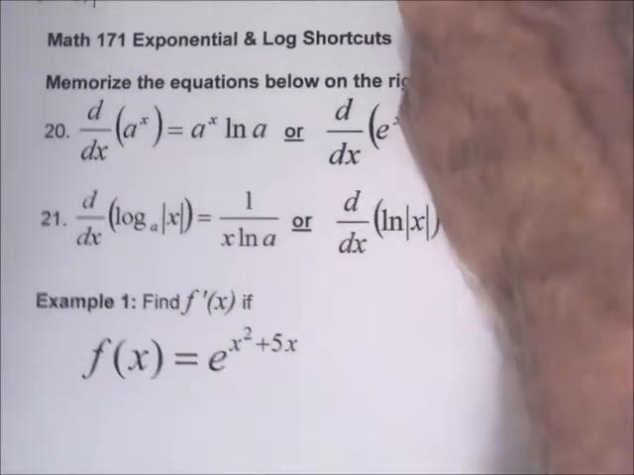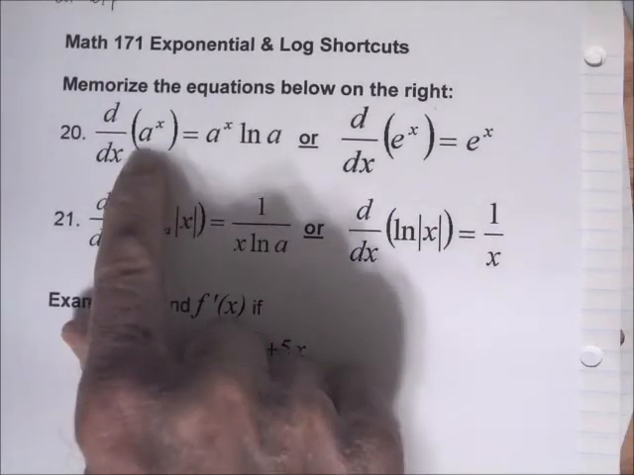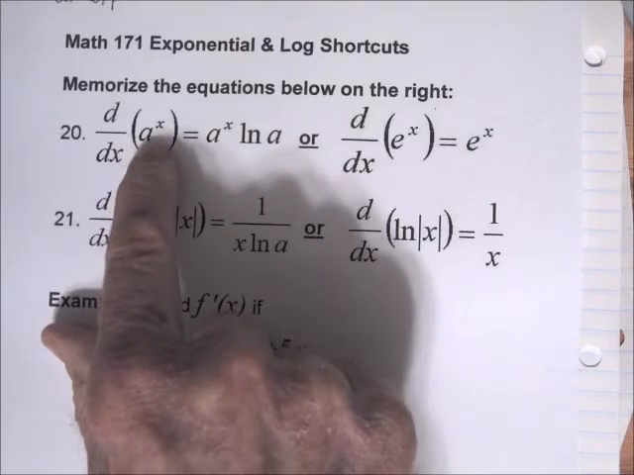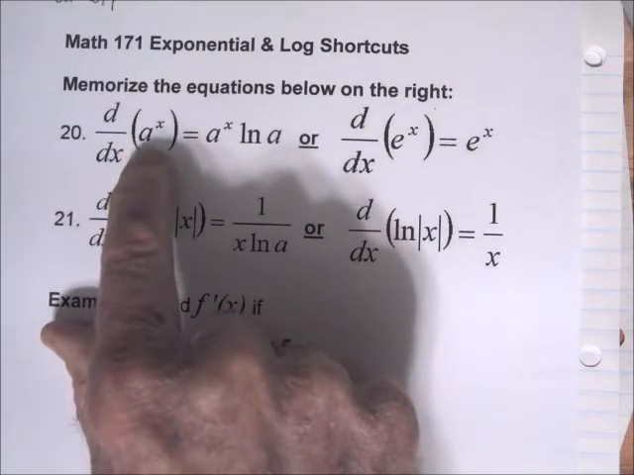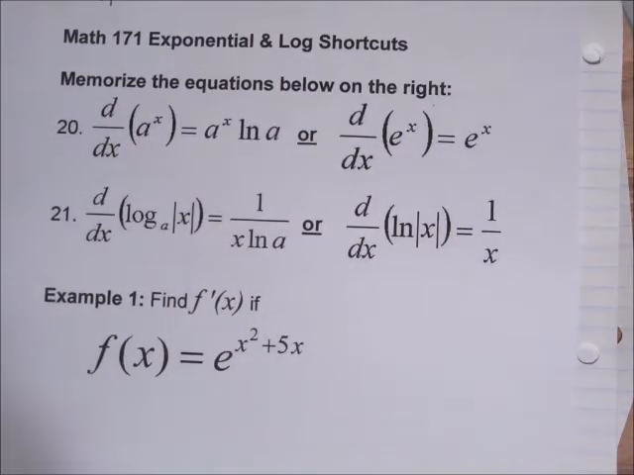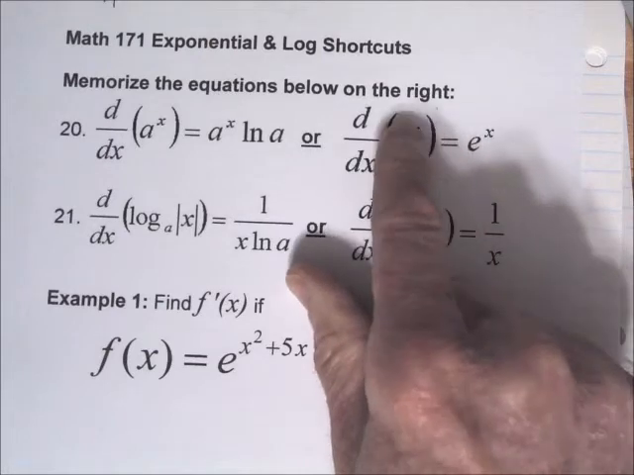Exponential and log shortcuts. So we have a couple rules here. Rule 20, derivative with respect to x of a to the x. That's a to the x times ln a. And another form of this rule, the form that we'll usually be using, is a little bit simpler.